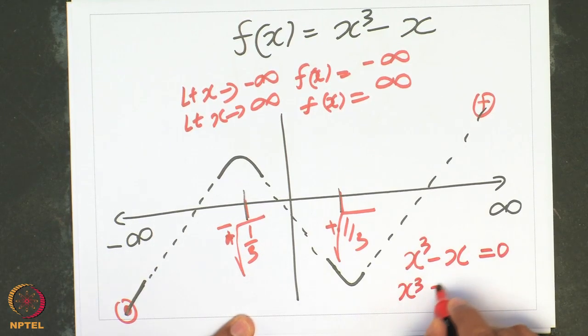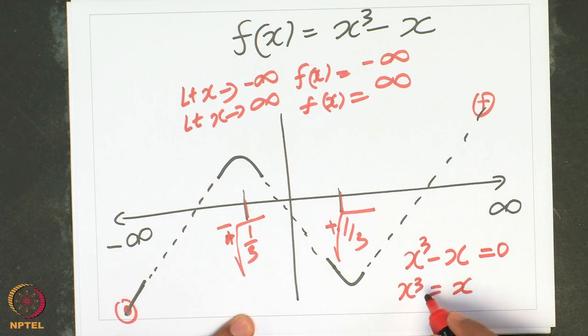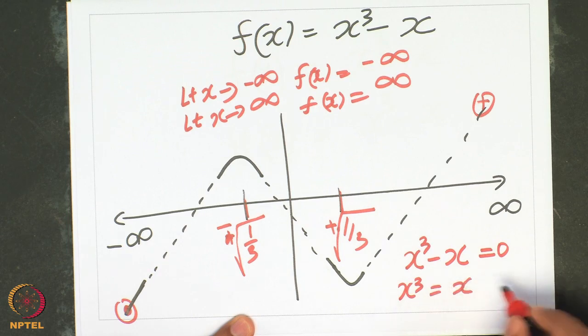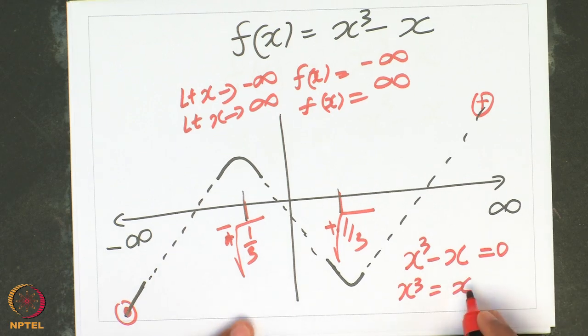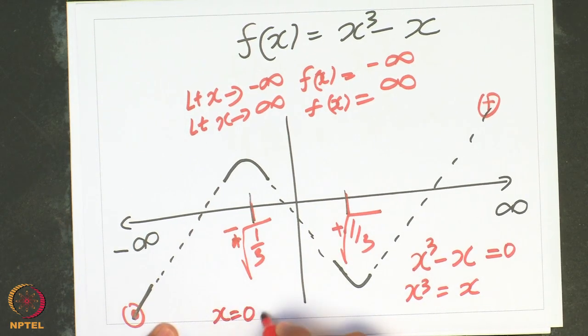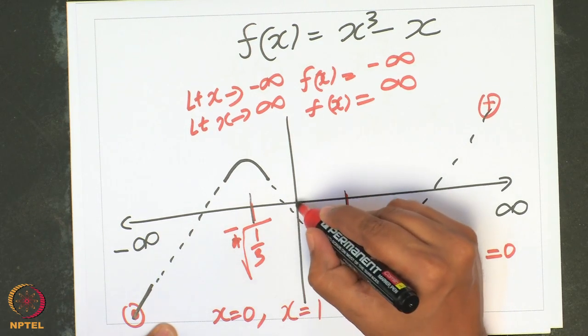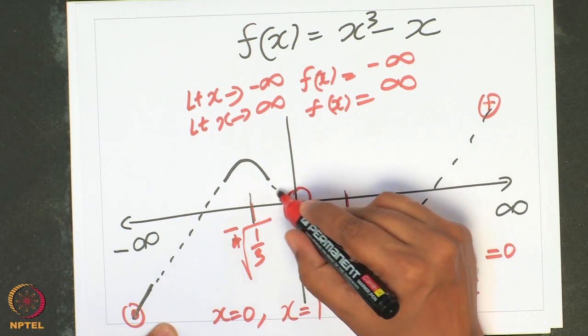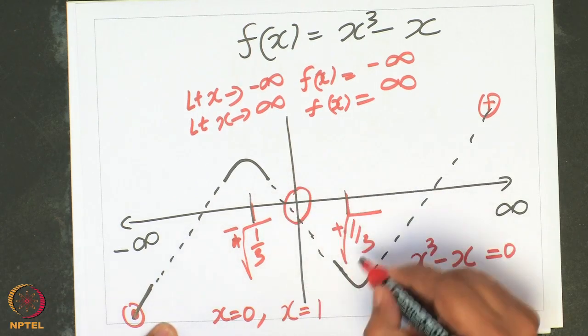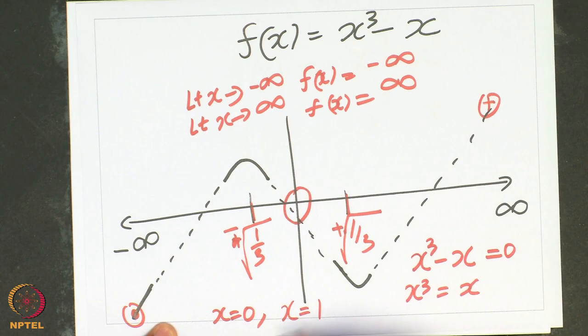That means x cube is equal to x, which would mean that this is possible. When x is 0, both are 0, x cube will be equal to x. So, one possibility is x equal to 0. When x is equal to 1, of course, 1 cube is 1. So, another possibility is x is 1. So, what I have drawn here is not fully correct, because this has to cross at 0. The function will hit 0 at 0. That is what this would imply.